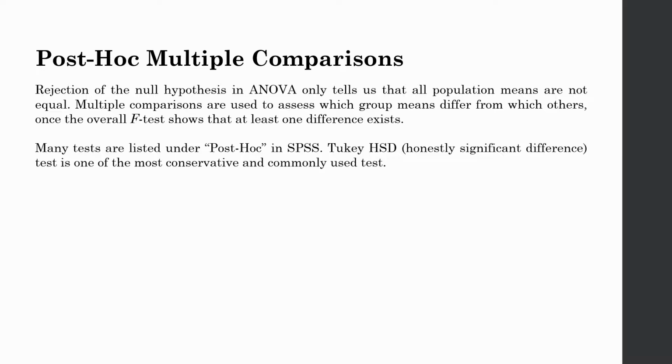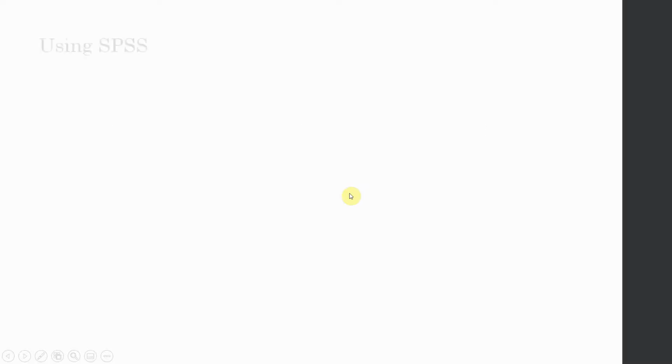Now many tests are listed under post-hoc comparison. The most commonly used are LSD and Tukey's HSD, that is, honestly significant difference. These are the most commonly used tests. Now how do we run this test in SPSS?